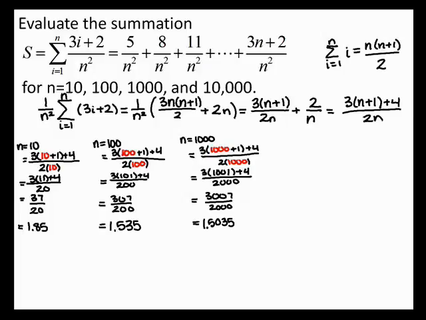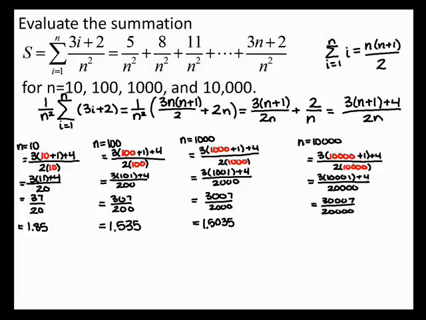To find the sum when n equals 10,000, substitute 10,000 into 3 times the quantity n plus 1 plus 4 divided by 2n. Simplify 10,000 plus 1 and 2 times 10,000. Simplify 3 times 10,001 plus 4 divided by 20,000. You find that the sum when n equals 10,000 is 30,007 divided by 20,000, or 1 and 50,035 hundred-thousandths.